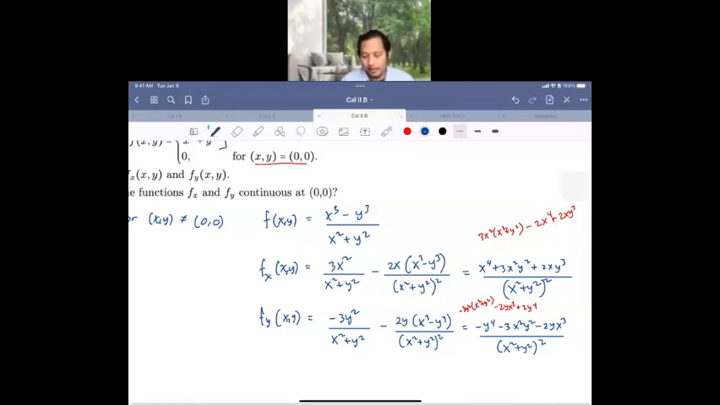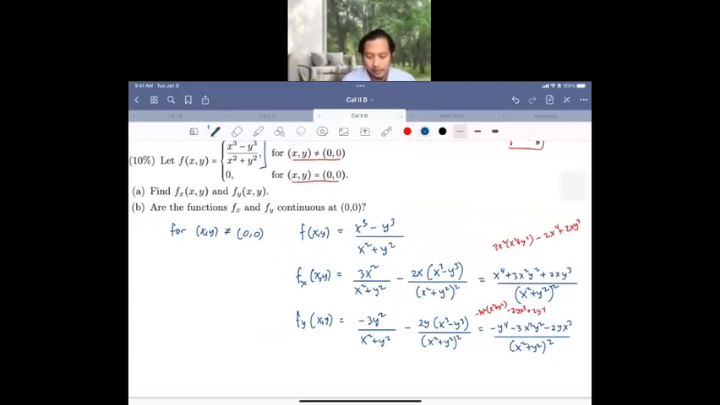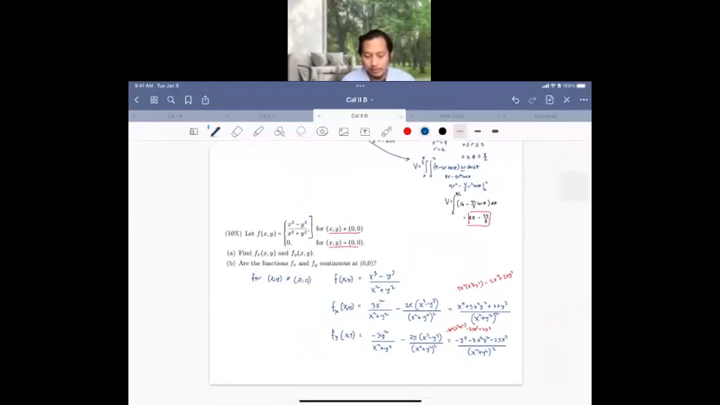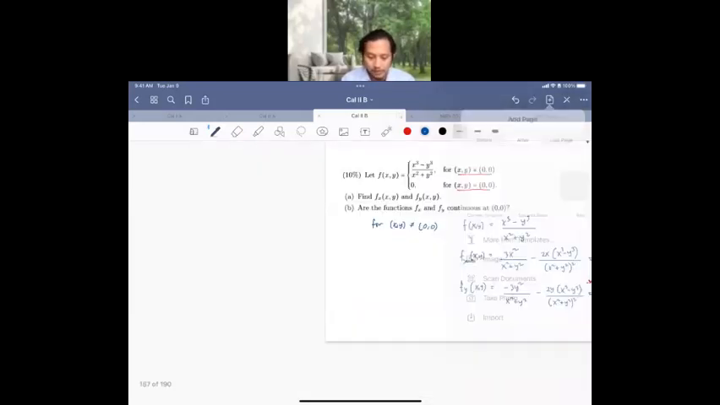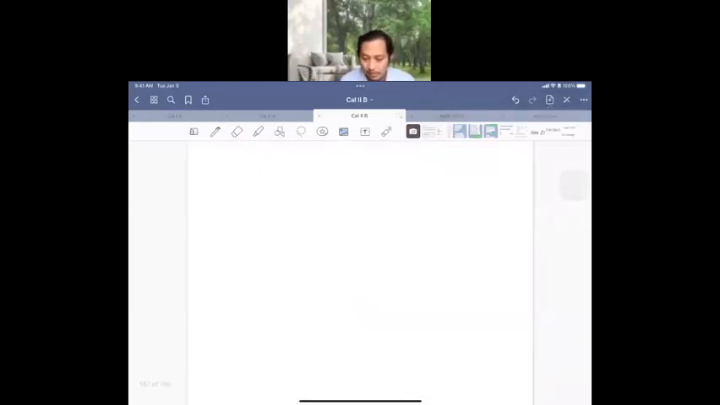Okay, now what's next? So this is partial x, partial y, for (x, y) not equal to (0, 0). I believe I need to write on a new page because I need more space. So which one is the question? I forgot. This one, right? Okay.